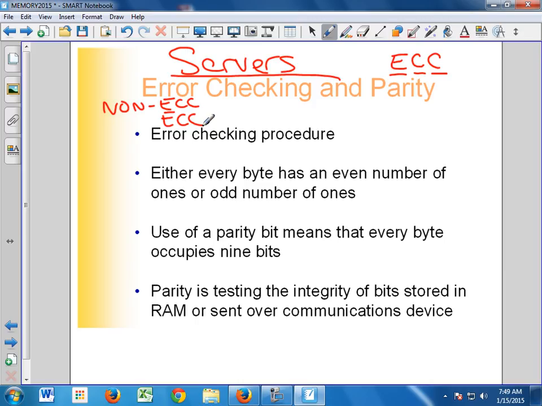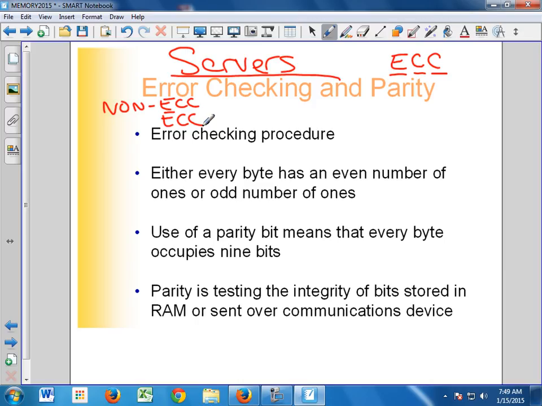We have some HP workstations that are really wacky. They take non-ECC of 1 gig sticks or less, and ECC sticks of up to 4 gig. It's really weird what they take, okay? ECC does an error checking procedure that adds together the numbers every single time it reads and writes to make sure that things add up, okay?